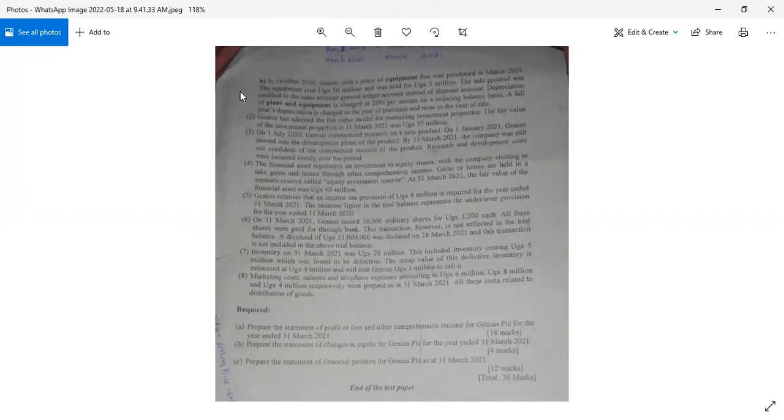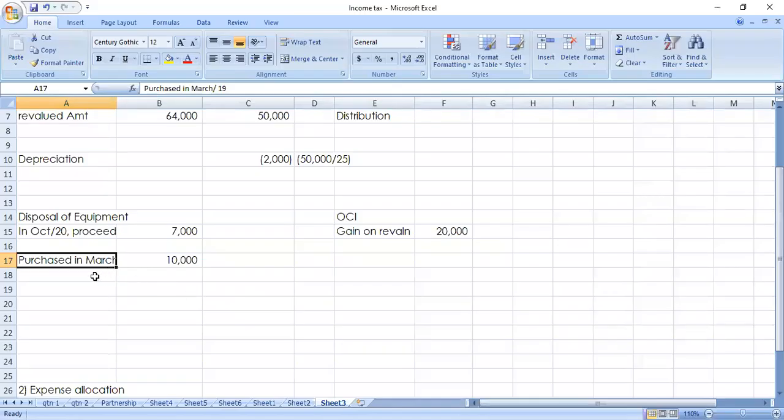Now, depreciation of this plant and equipment is charged at 20% per annum on a reducing balance. 20% per annum. Okay, so depreciation, 20%, reducing balance.